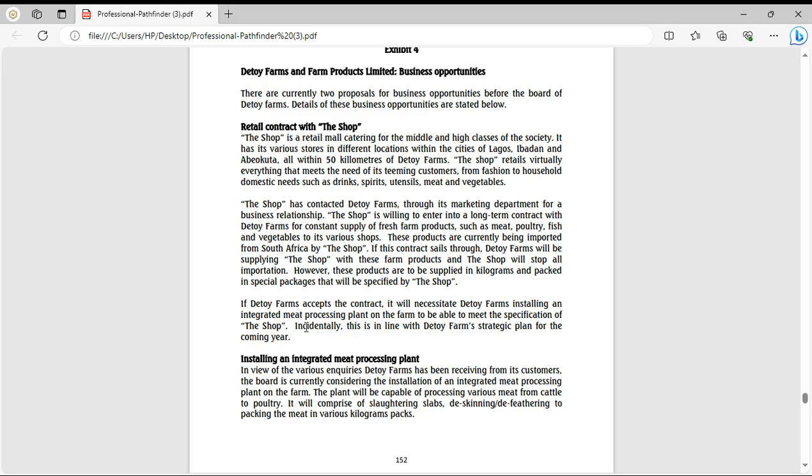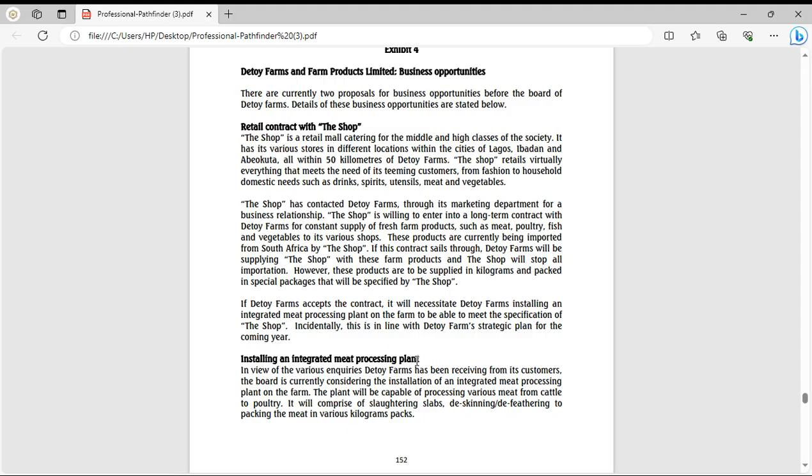If Detroit Farm accepts the contract, it will necessitate Detroit Farm installing an integrated meat processing plant on the farm to be able to meet the specification of the shop. So they're just trying to let us know that, okay, now there are two business opportunities. The first one is the retail contract with the shop. The second one is what? Installing an integrated meat processing plant, right?